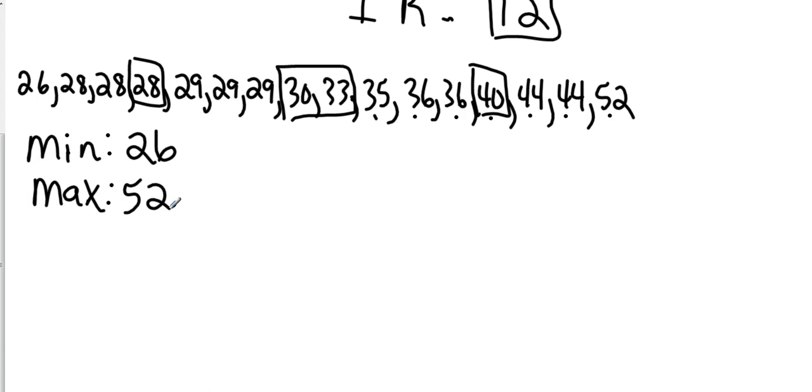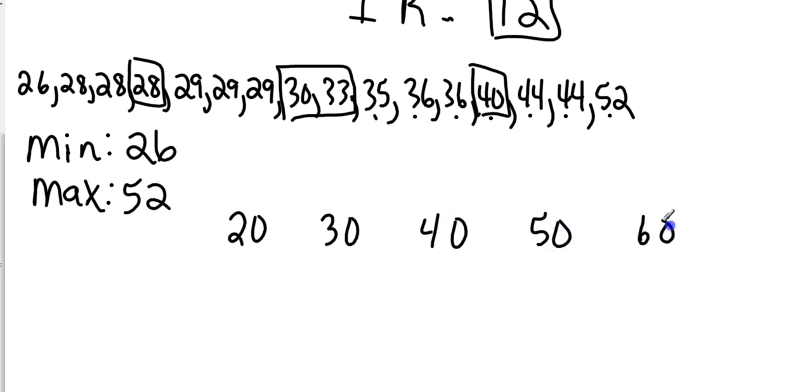So our box and whisker plot has to go from 26 to 52. Obviously, we want to start a little bit lower. I'm going to go from 20 to 60. Okay, I'm going to make my number line from 20 to 60.